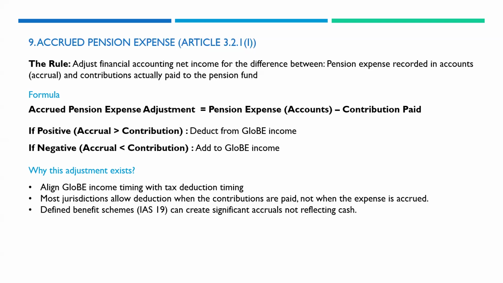Okay, we had a detailed class on IAS 19, if you remember. Okay, is this clear? Like accrued pension expense, only take the actual contribution and not the accrual amount.